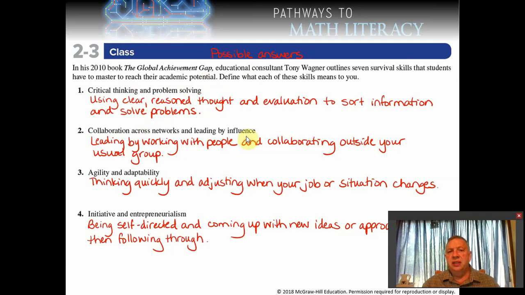Collaboration across networks and leading by influence. Leading by working with people and collaborating outside your usual group. You may have to work as an engineer, with one team that has to work across the United States, across the oceans, with another team and work together. Then agility and adaptability: thinking quickly, adjusting when your job or situation changes. Adapt, be agile, be quick on it.